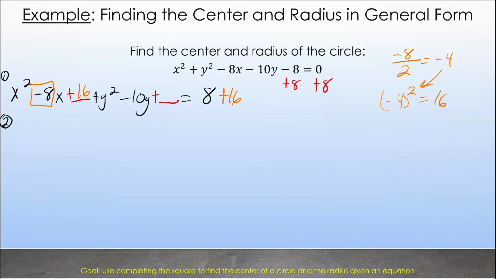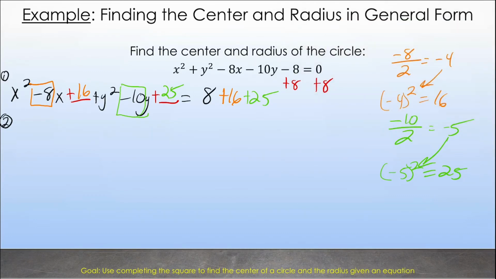And then I'm going to take my negative 10 here, divide it by 2. We get negative 5. We square that and we get 25. I'm going to add 25 there, but I also have to do it to the other side.